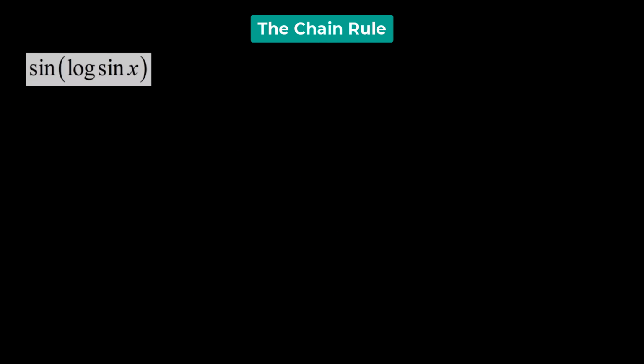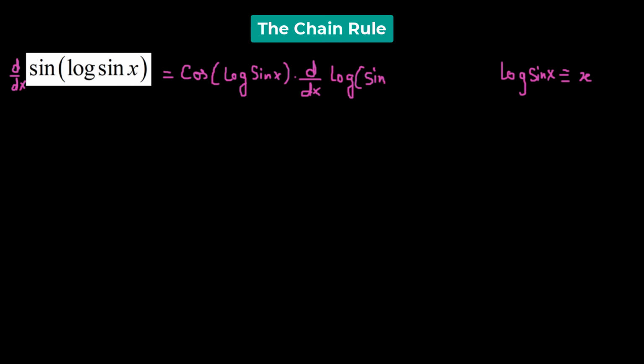Let's do another problem. So here we have the function sine of log of sine x. Let's find out the derivative with respect to x. So let's make an assumption that log of sine x is equivalent to x. Then we have to find the derivative of the sine function, which is simply cosine of x. So x is log of sine x. Then we need to multiply it to the derivative of our assumption, which is log of sine x, which is equal to cosine of log of sine x times the derivative of log of sine x. This can be computed by assuming sine of x is equivalent to x, so we have the derivative of log of x, which is simply 1 over x.